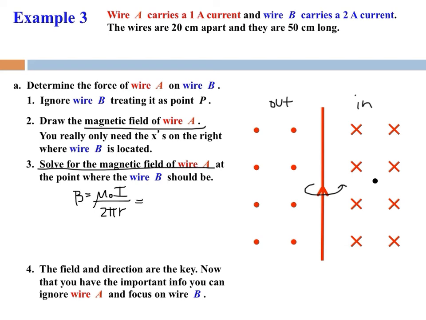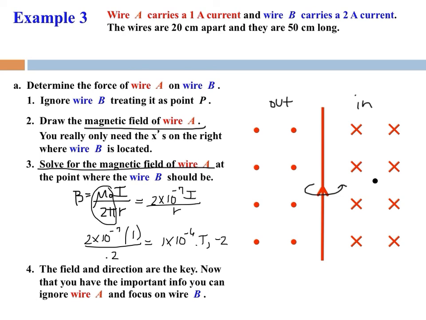Remember, this equation can also be written as 2 times 10 to the negative 7, combining all these constants up in front, times I over r. So 2 times 10 to the negative 7 times our current of wire A, so that's 1, divided by the distance between them. Again, they're 20 centimeters apart, or 0.2 meters. That gives us a value of 1 times 10 to the negative 6 Tesla, and this is going in the negative z direction. Again, we just solved for the magnetic field produced by wire A.